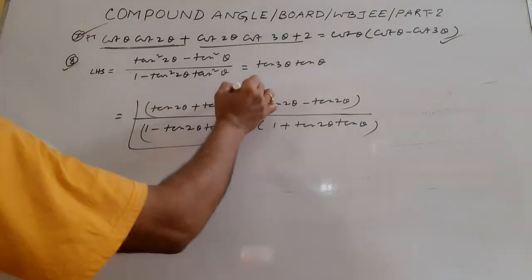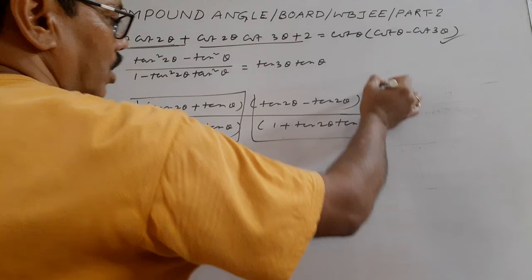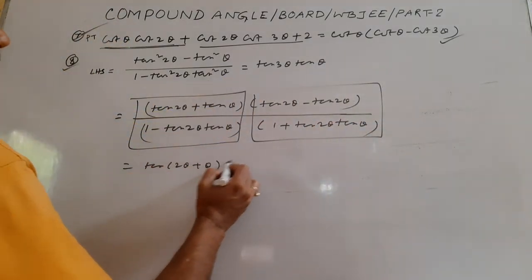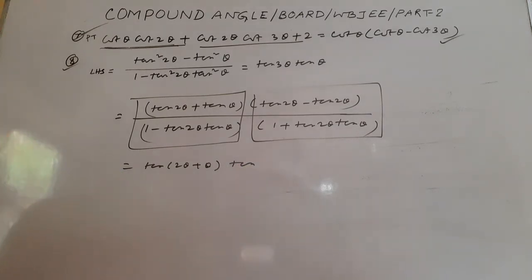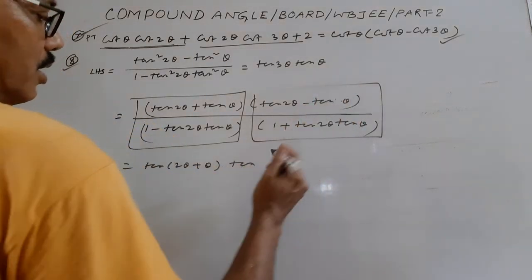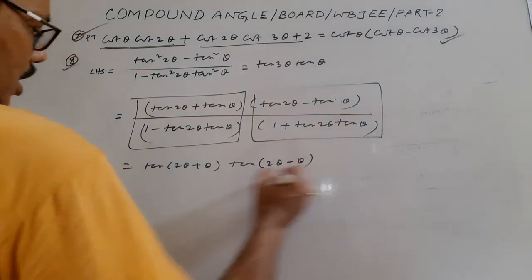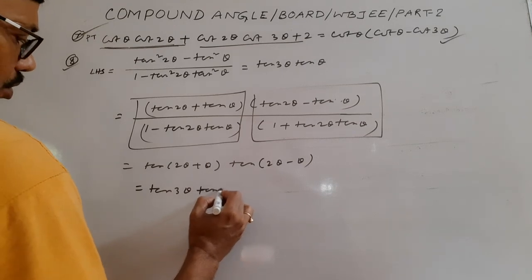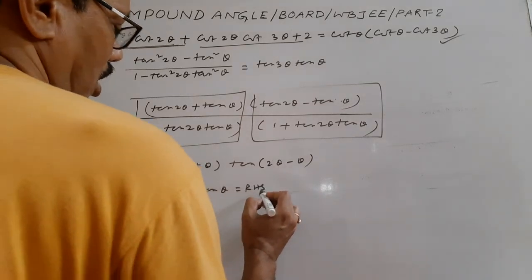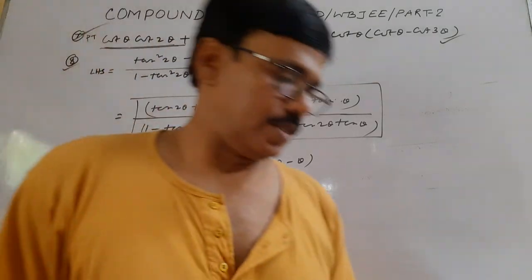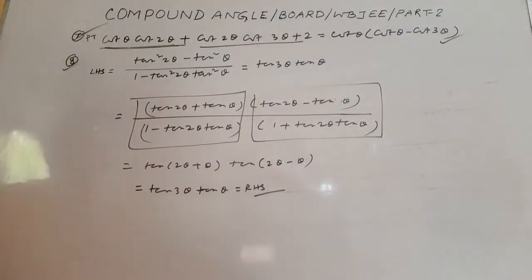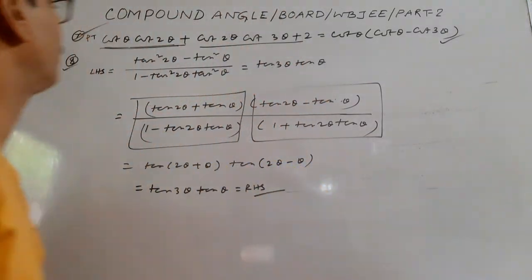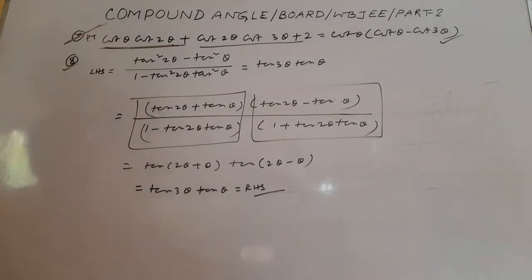Now look, this is a well-known formula and this is also a well-known formula. This is tan(2 theta plus theta) and this is tan(2 theta minus theta). So tan 3 theta into tan theta equals the RHS. So this is a very simple one. You remember this one, this is a typical one.